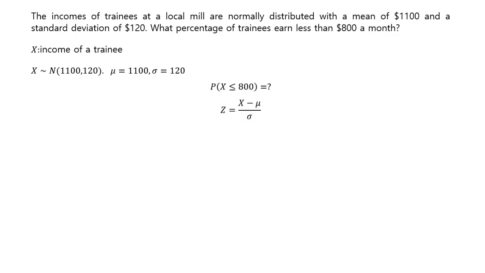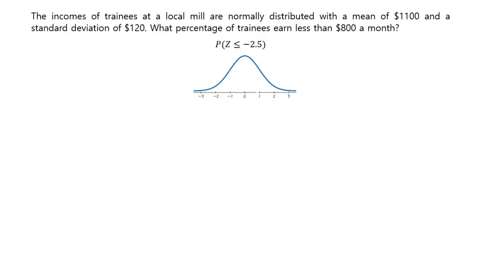Now, whenever you are trying to find the probability in a normal distribution, you want to invoke the z-score. So let's compute the z-score of this 800, which is negative 2.5. So instead of x being less or equal to 800, we can figure out the z less or equals to negative 2.5. So what is this probability?